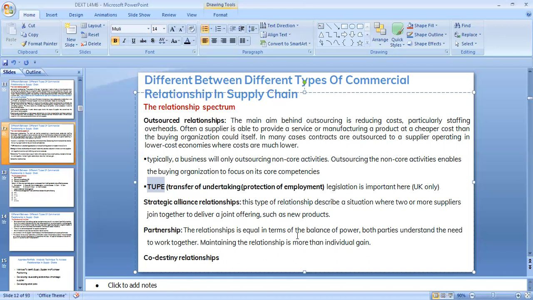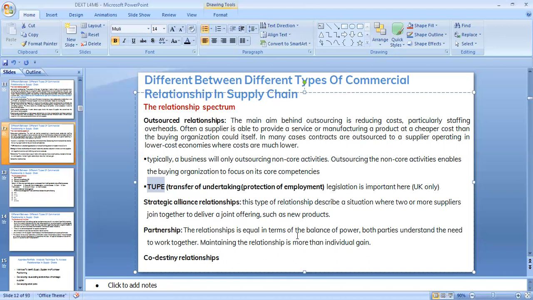The next one is the partnership relationship. This relationship is equal in terms of the balance of power. You and your supplier, or the two suppliers, have a balance of power. They have an understanding of the needs and they are willing to work together. They are looking at a collective benefit rather than individual gain. Can you see it's far away from the adversarial relationship? It's far away from the arm's length relationship. It's far away from the transactional relationship. So you watch out for individual benefits.